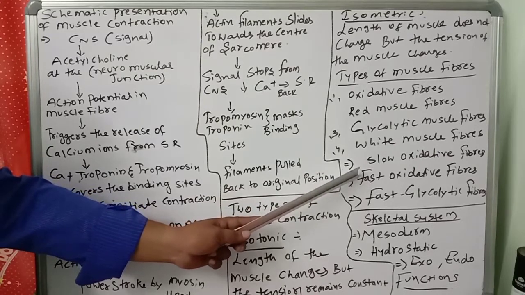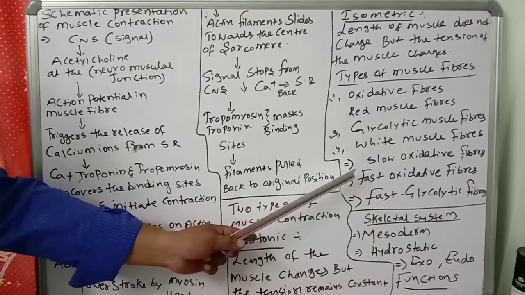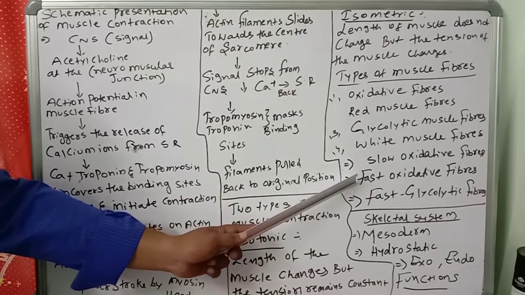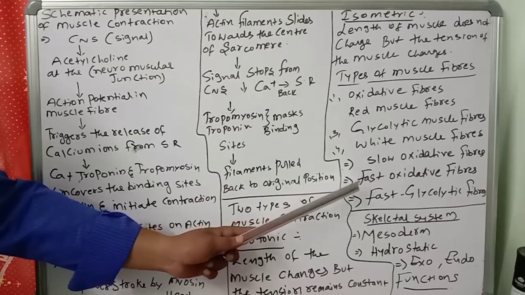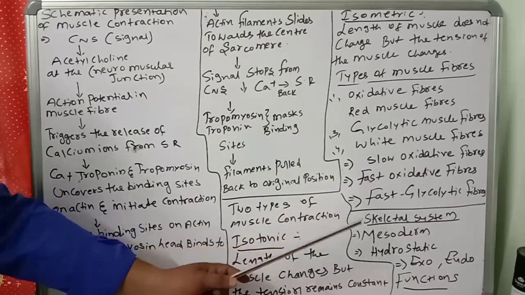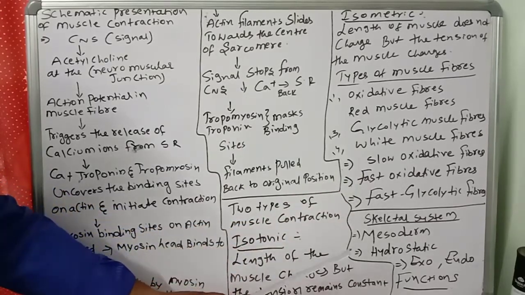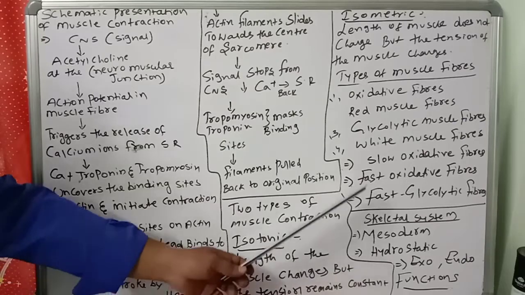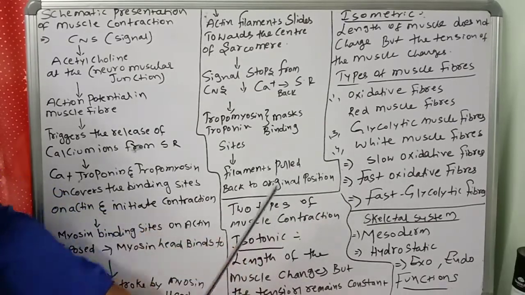Fast oxidative fibers have high myosin ATPase activity and can make large amounts of ATP, particularly suited for rapid actions. Fast glycolytic fibers have myosin ATPase activity but cannot make as much ATP as oxidative fibers, because their source of ATP is glycolysis, not oxidation.